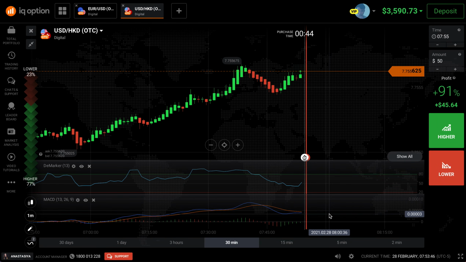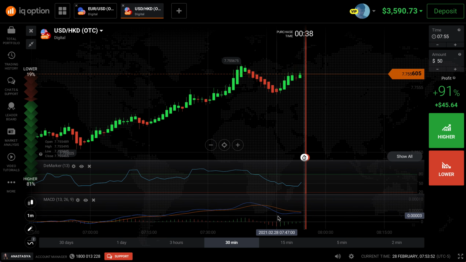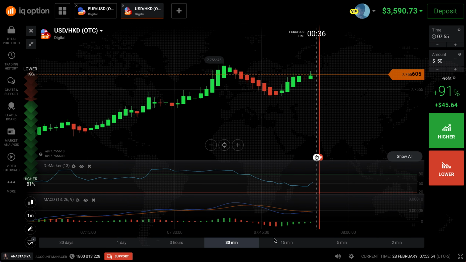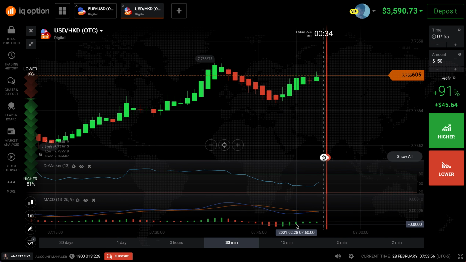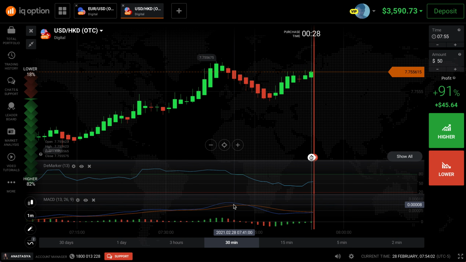So we've got these two lines, and how do we look into MACD? First, I don't want you to look at the lines crossing each other on the top. I want you to look only at the bar line below. Okay, so let's take these two lines, blue and red, out.